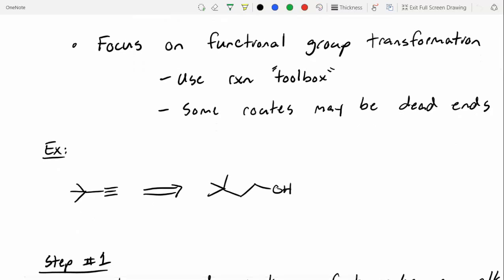In this example, I want to make the alkyne on the left, and I'm starting with the alcohol on the right. So now the question is, how can we make an alkyne? Does anybody have an idea? Alcohol group and then having two elimination.